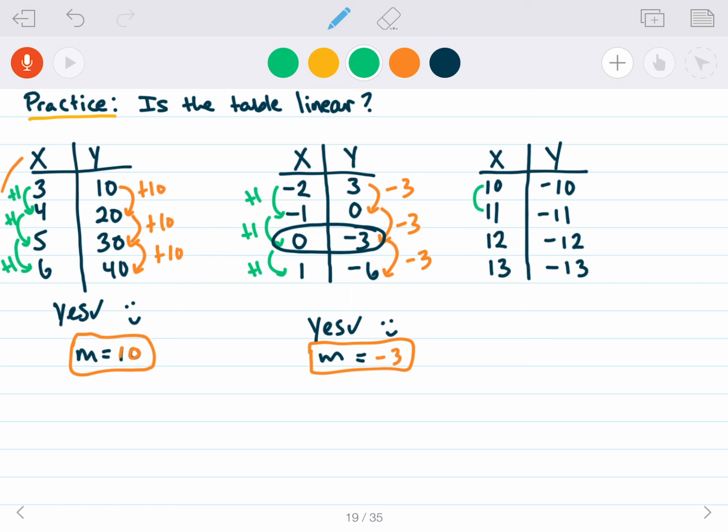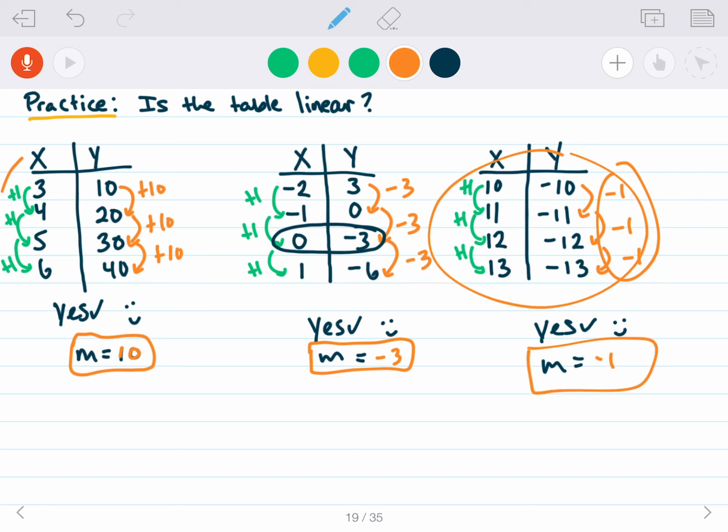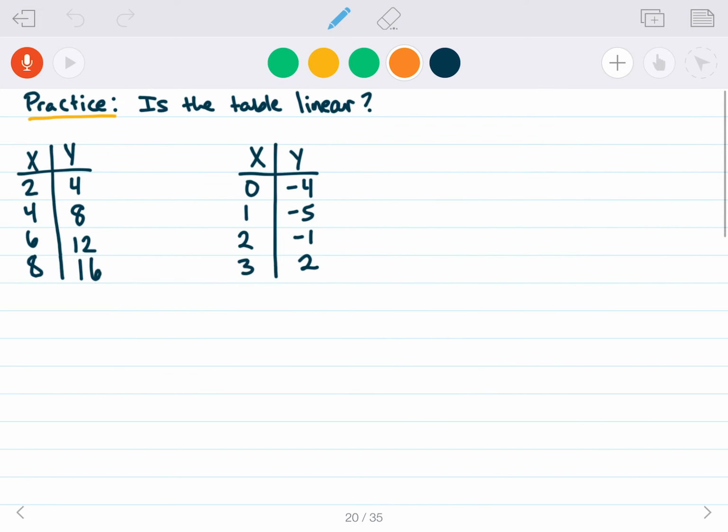So here 10 to 11 is 1, 11 to 12 is 1, 12 to 13 is 1, and for my y's, -10 to -11, we take away 1. -11 to -12, we take away 1. -12 to -13, we take away 1. So we can see this, yes, this is linear. As we're increasing by a set amount, we're decreasing by a set amount on y. So yes, it's linear. And here, what's our slope? Our slope is going to be -1. What's our y-intercept? It's not obvious because we don't have x equals 0 on the table, but we'll figure out a way to do that soon enough.